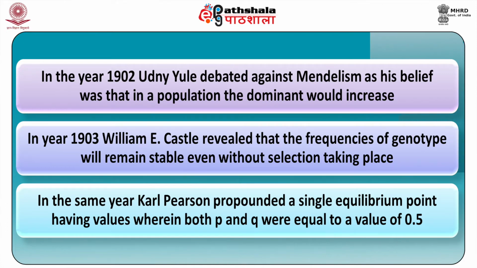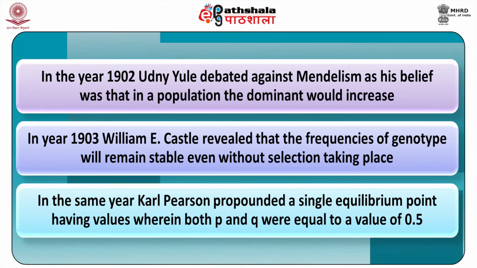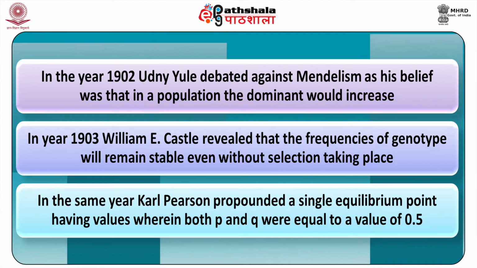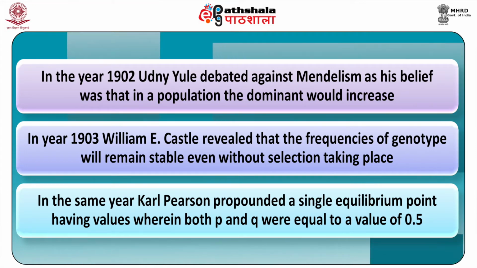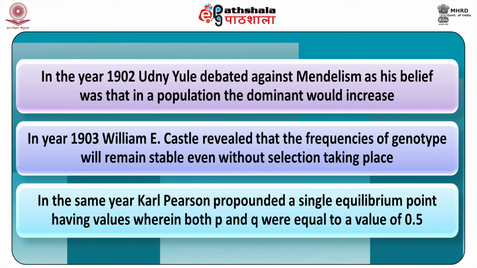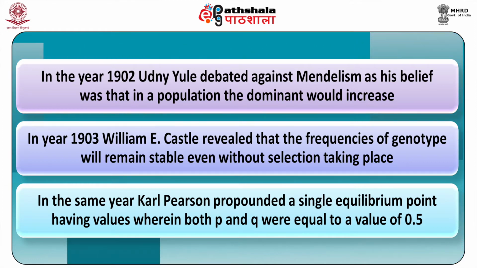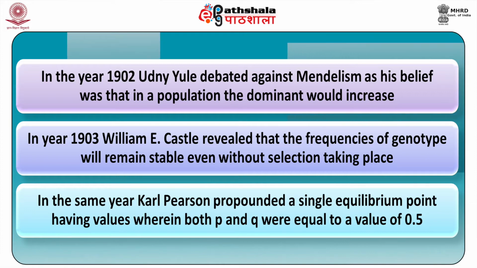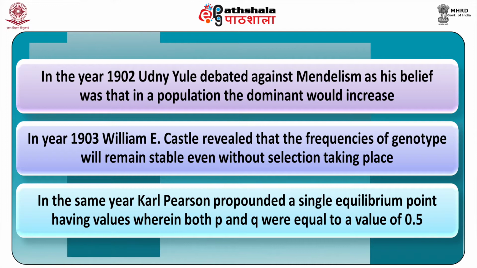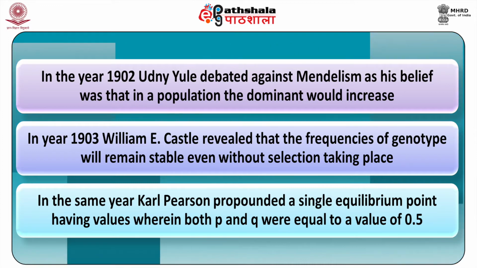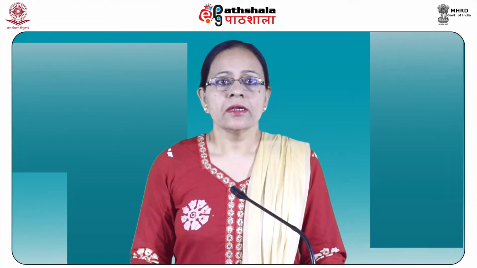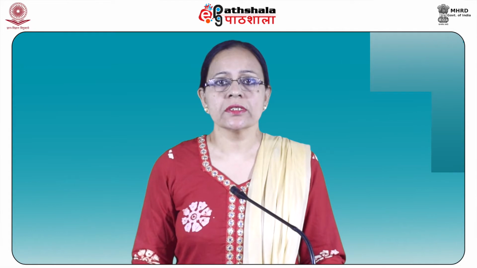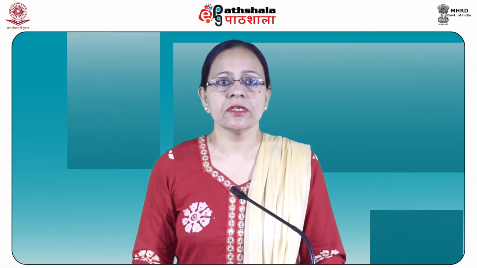In the year 1902, Udny Yule debated against Mendelism as his belief was that in a population the dominant would increase. In the year 1903, William E. Castle revealed that the frequencies of genotype will remain stable even without selection taking place, and in the same year Karl Pearson propounded that a single equilibrium point exists, having values wherein both p and q were equal to 0.5. Reginald Punnett introduced Pearson's point as a problem to a British mathematician named G.